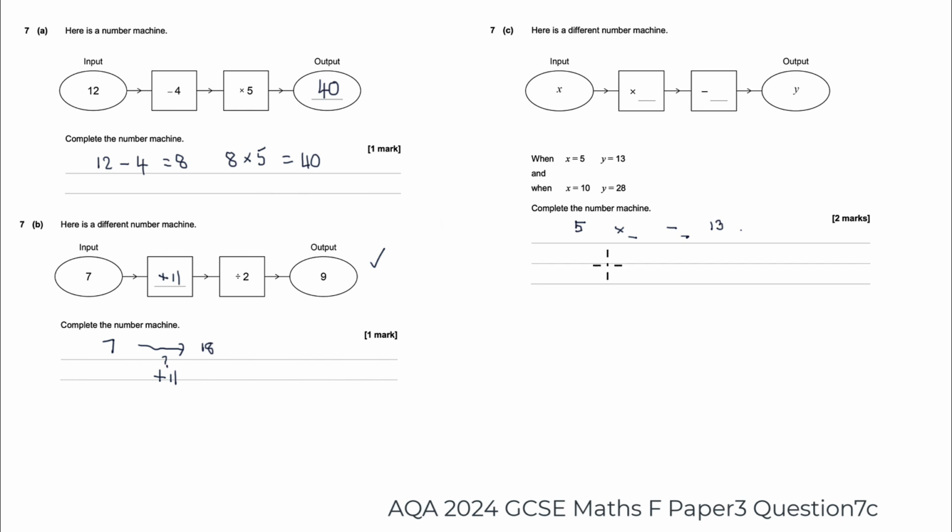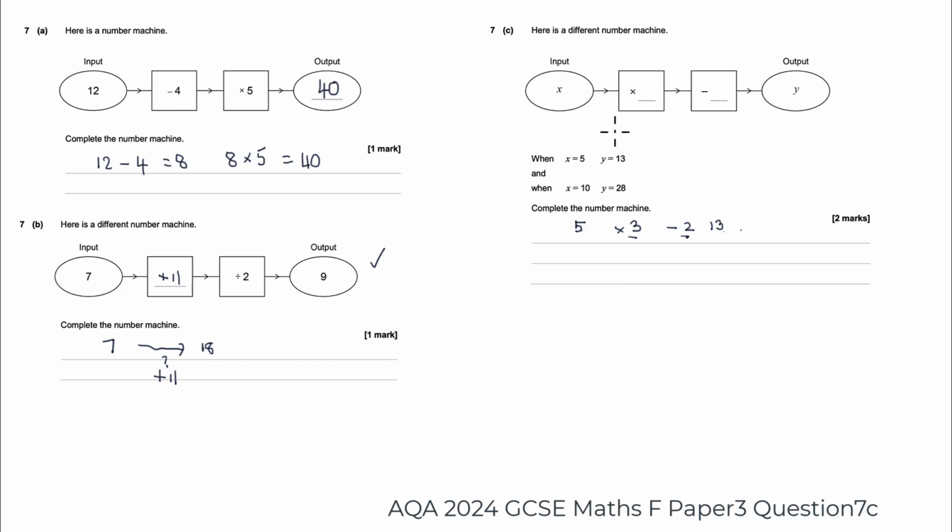So let's try and figure this out. If we're subtracting something to get 13, when we multiply the 5 by a number, we must get an answer bigger than 13. Well, 5 2s are 10, that's not enough. 5 3s would be 15. 15 take away 2 would give us 13.